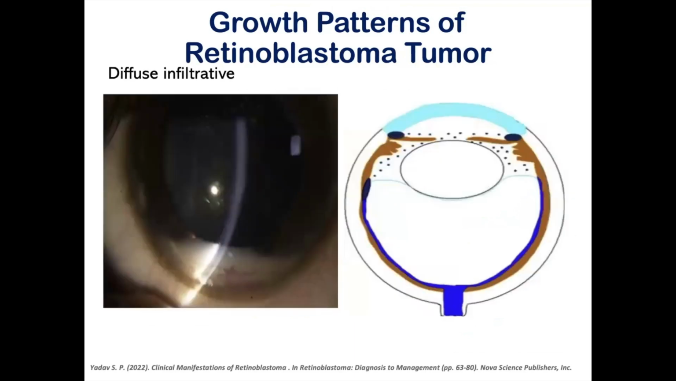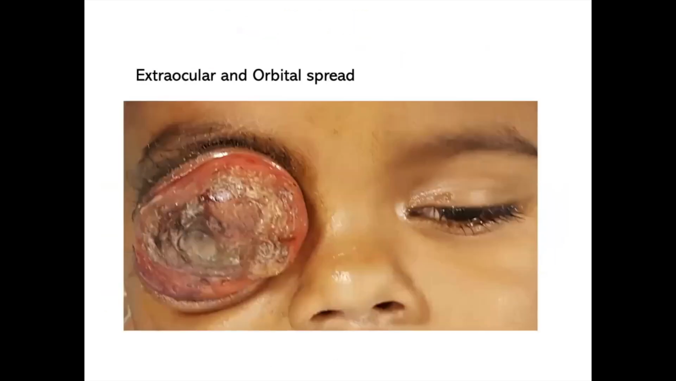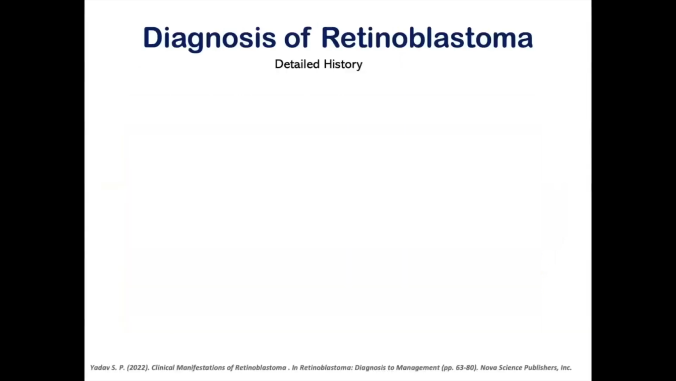Diffuse infiltrative is a tricky growth pattern of retinoblastoma tumor where there is no frank intraocular mass seen. However, placoid lesions of the retina are the manifestation of the tumor. This is an example of frank extraocular or orbital spread of retinoblastoma.